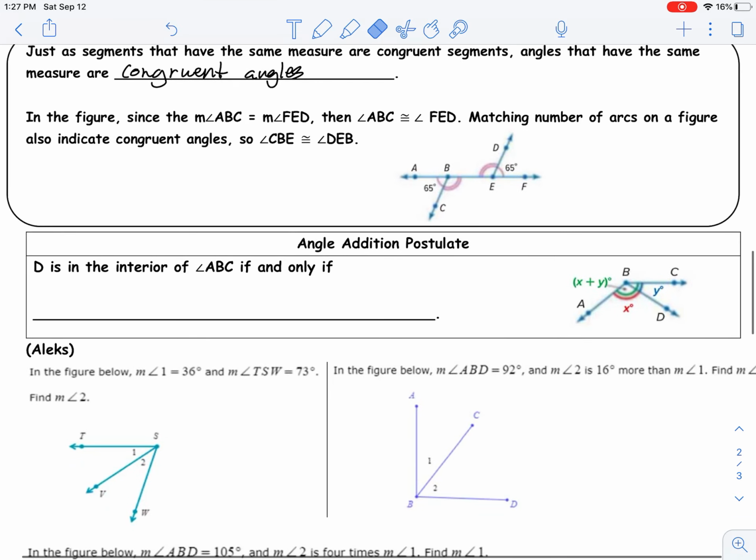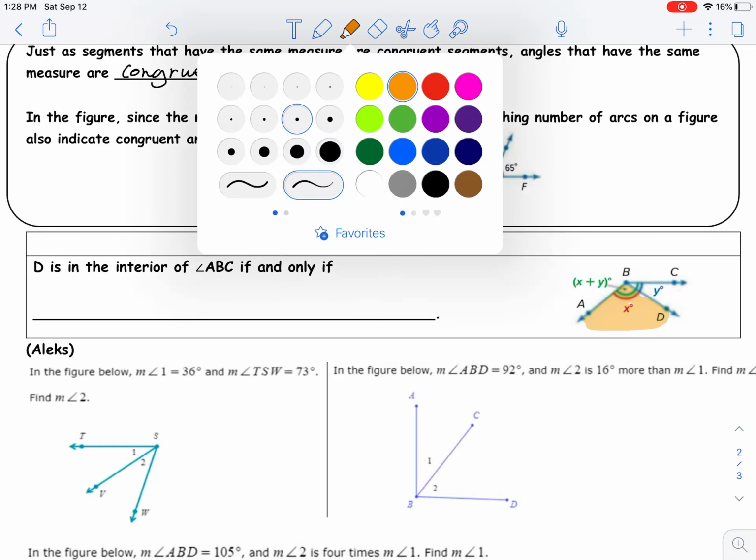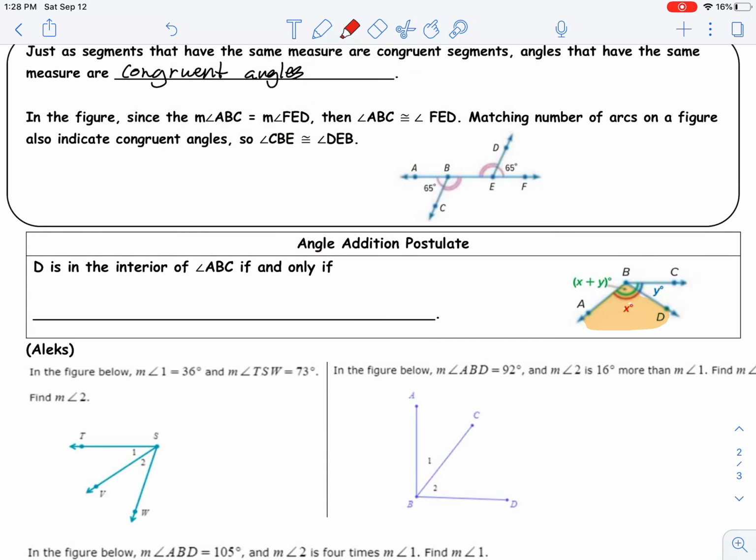So let's go down here, the angle addition postulate. Basically what this is saying is, if you have this angle, right here, actually I'll just color in the whole thing. If you have this angle, and you add it to this red angle, so the orange angle plus the red angle, if you add them together, it will equal the entire thing. All of this.